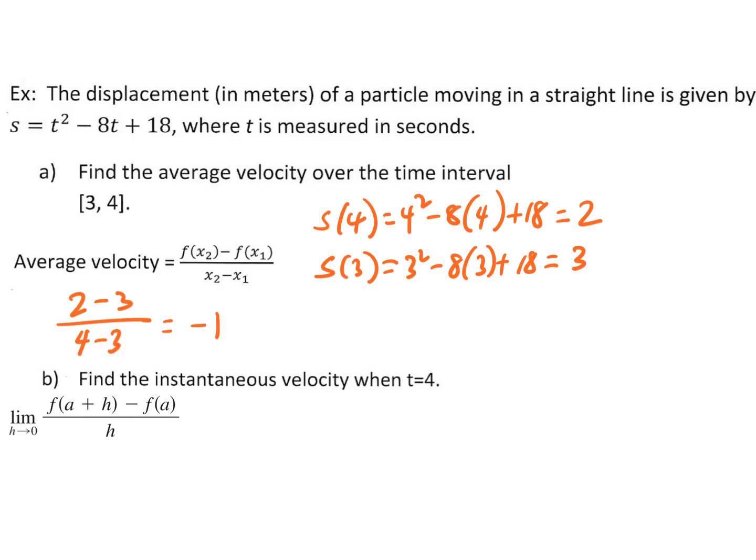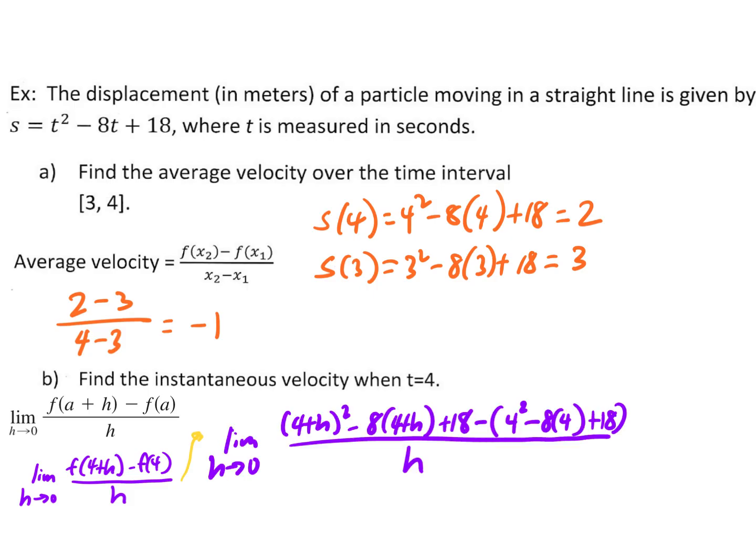Well, pretend that this part didn't happen and we didn't do this already. I would have to plug 4 plus h in for t, and I have to plug 4 in for t. Now I'm going to write it all out, that way you'd know what to do in a standalone problem. But in this case, we already know what f of 4, or in this case, S of 4, is. They really should be S's. We already found out what S of 4 is. All of this right here is 2. We already did that.